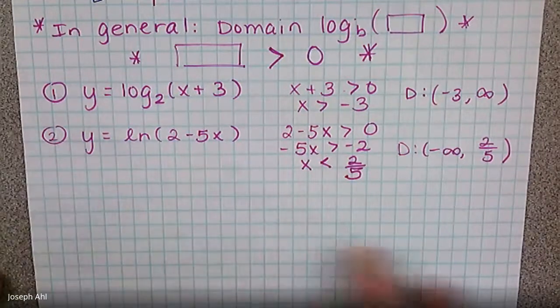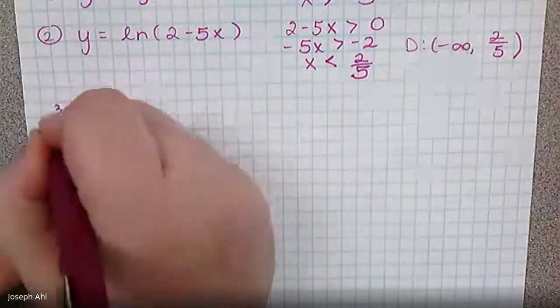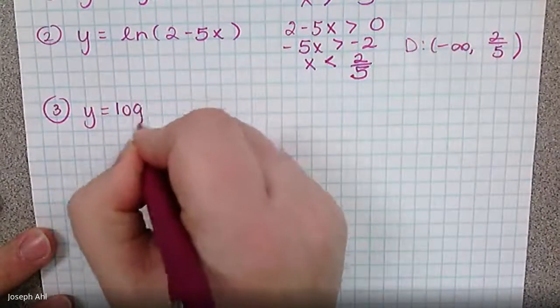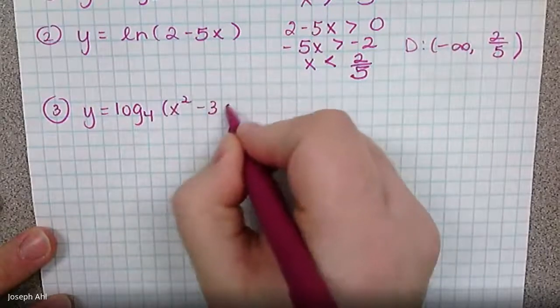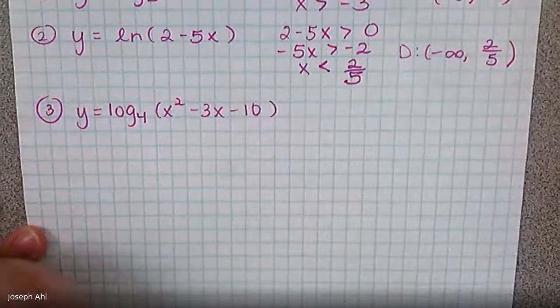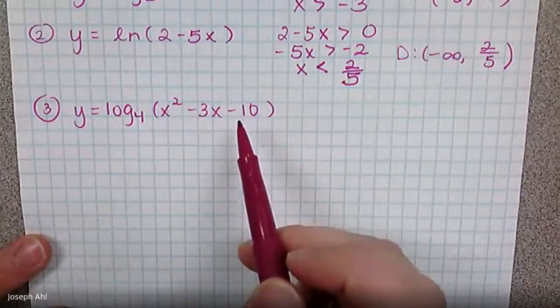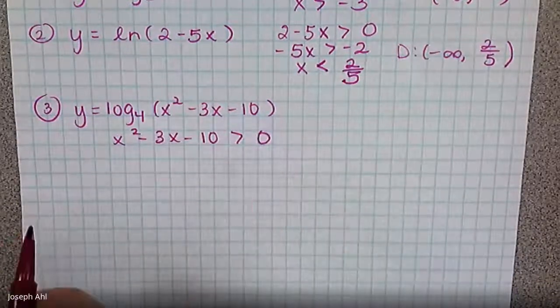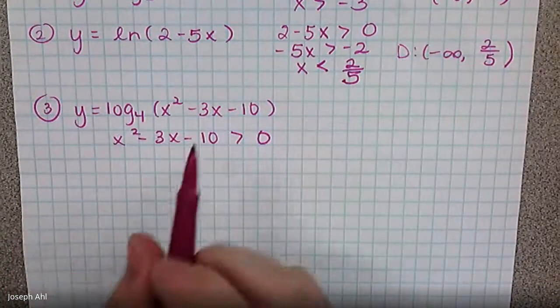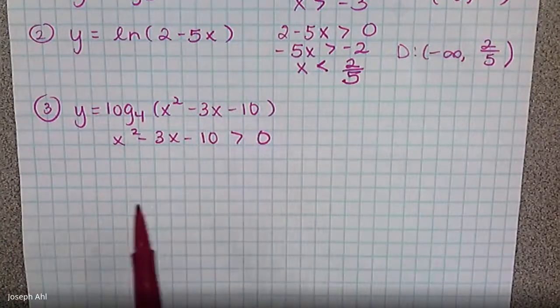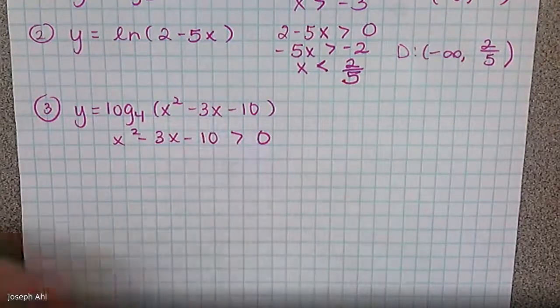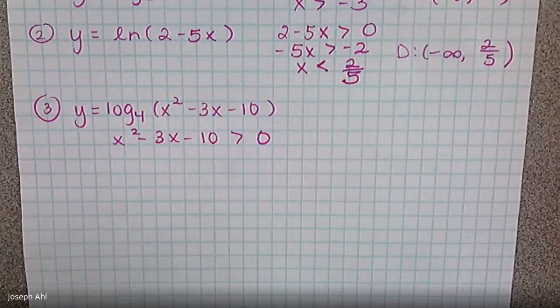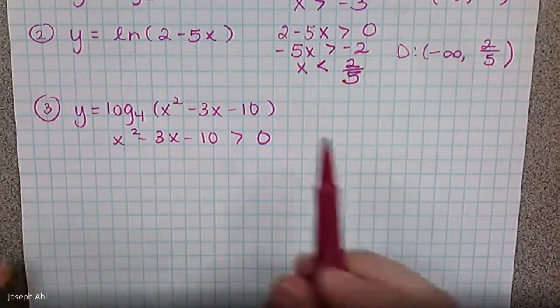Let's do log base 4 of x squared minus 3x minus 10. Okay, so to find the domain here, we want to make sure that x squared minus 3x minus 10 is greater than 0. Now, the second we get a quadratic on the inside, I want you to be thinking about how we solve quadratic inequalities or polynomial inequalities. You must partition. We're going to have to figure out what the roots are and then partition around those roots. This is a process we've done many times before.